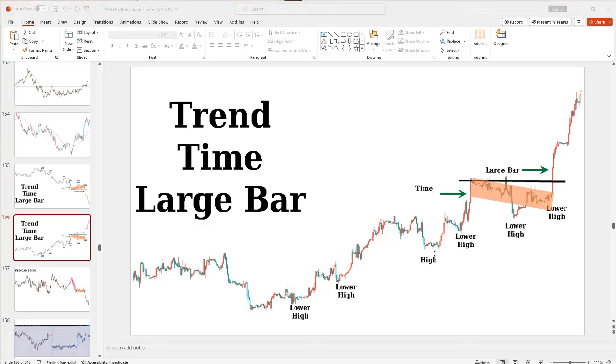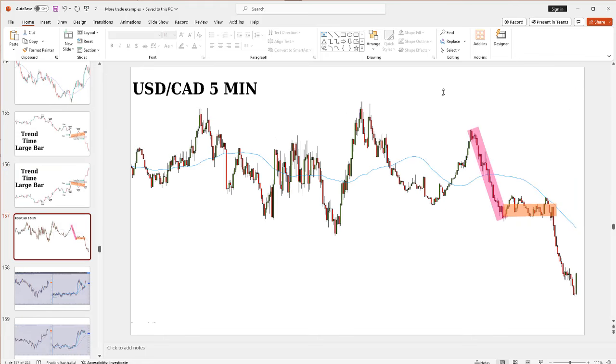What is this one, right? We have a move up, we have sideways, and then we have another move to the upside, right? This one here, look at this one, right?